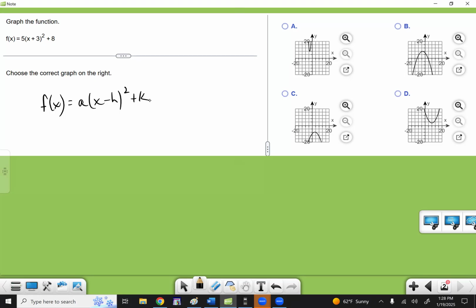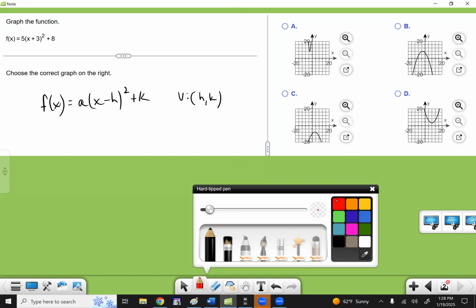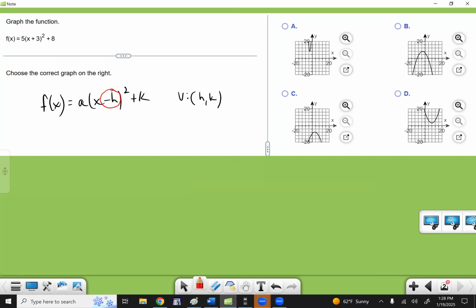If you have the equation of your quadratic in this form, then the vertex is going to be h comma k. So basically, you're going to take this one right here, and you're going to change its sign. Notice how it's got a negative in front of it here, but over here it's positive. And then for the k, it's a positive k and it's a positive k. So for that one, you're going to keep the sign the same. So I always like to tell people for this one, switch the sign. And for this one, keep it the same.